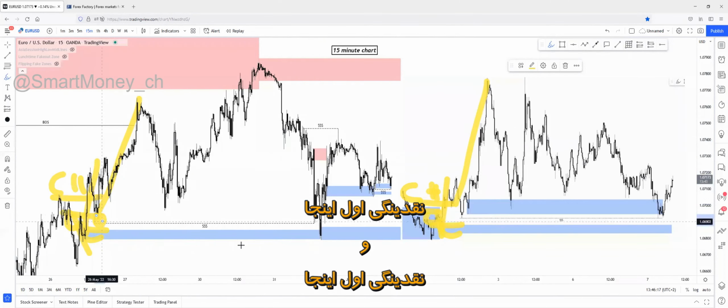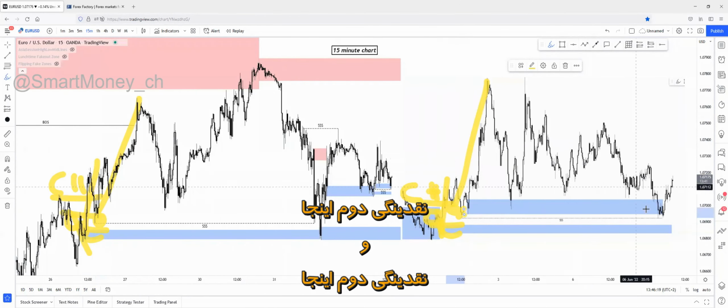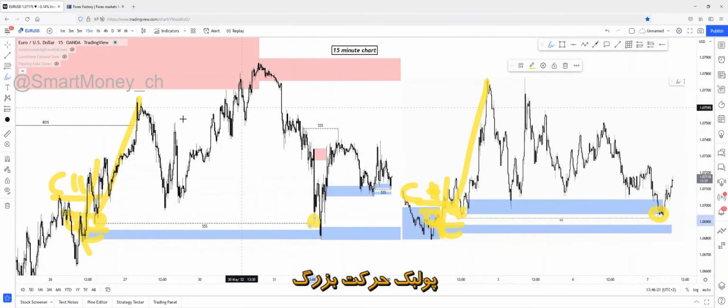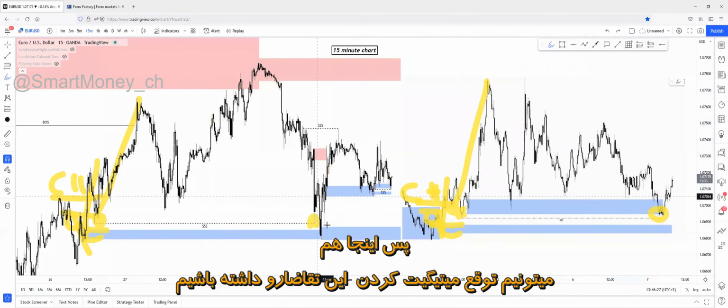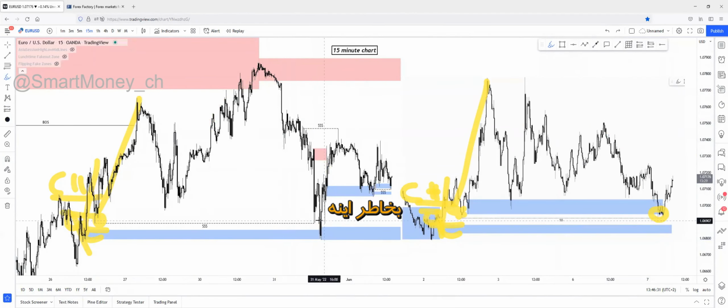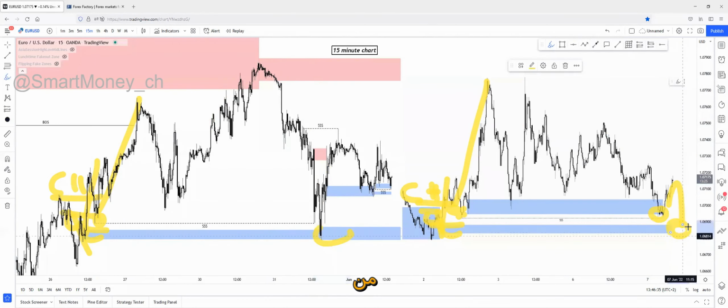First liquidity here, second liquidity here, pullback of the huge movement, and right now it's in a demand zone. And we can expect a tap, and we can expect the mitigation of this demand zone. We are expecting the mitigation of this demand zone.